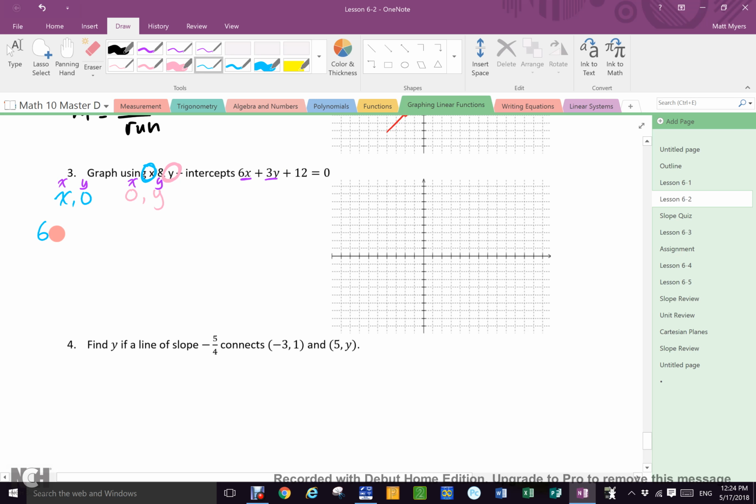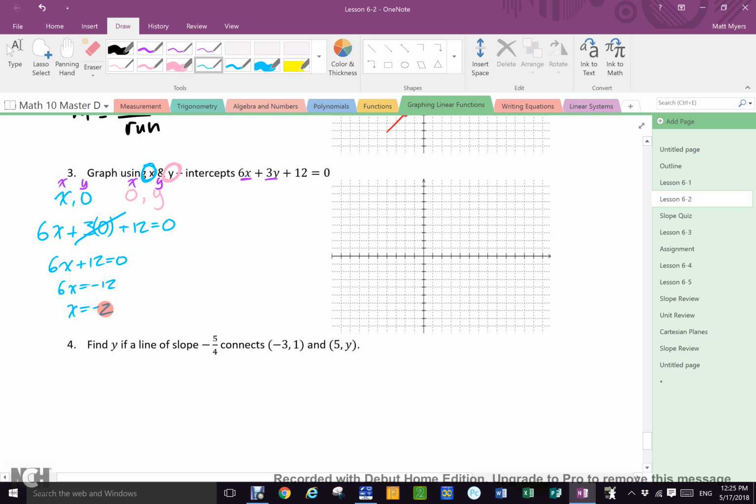6 what? No. I'm working in blue because I'm working with the x-intercept. 6 what? X plus 3, 0 plus 12 equals 0. 3 times 0 is what? 0. Do I care about it? No. 6x plus 12 equals 0. 6x equals negative 12. X equals negative 2.